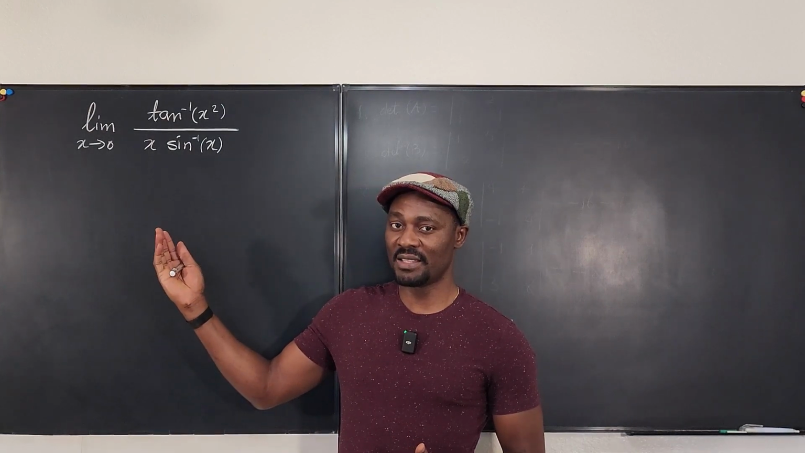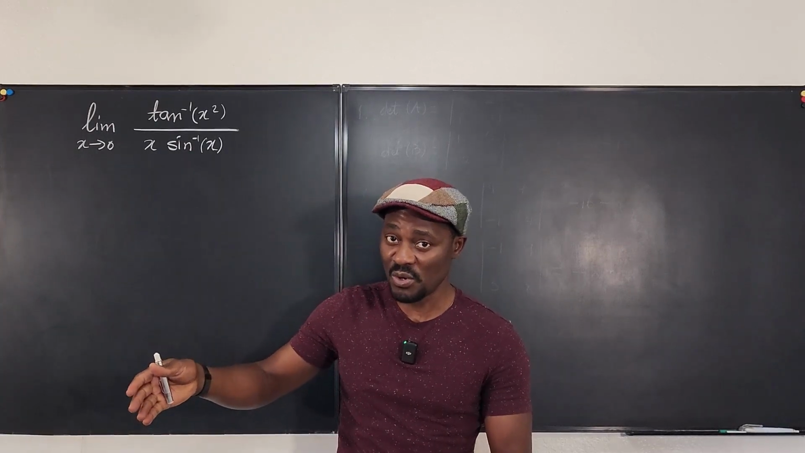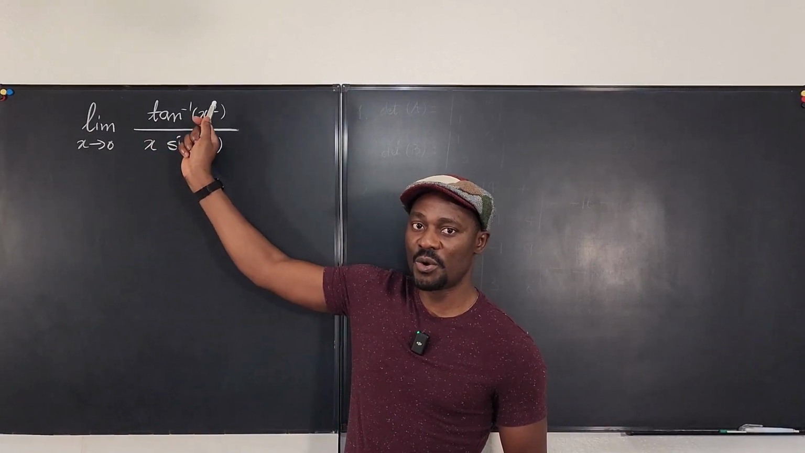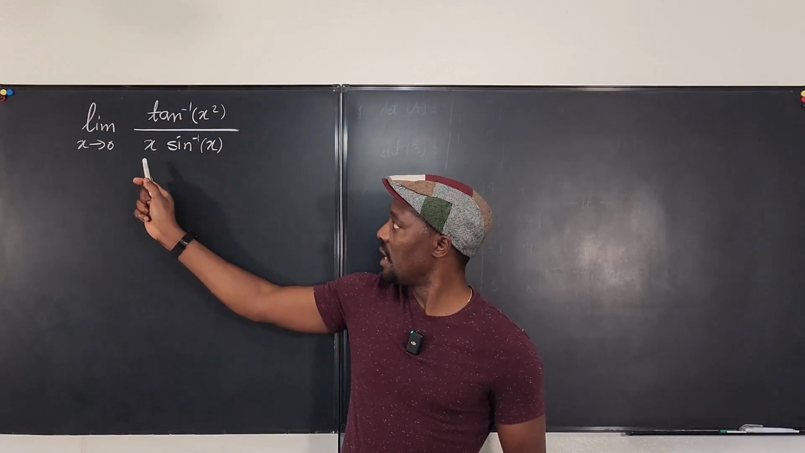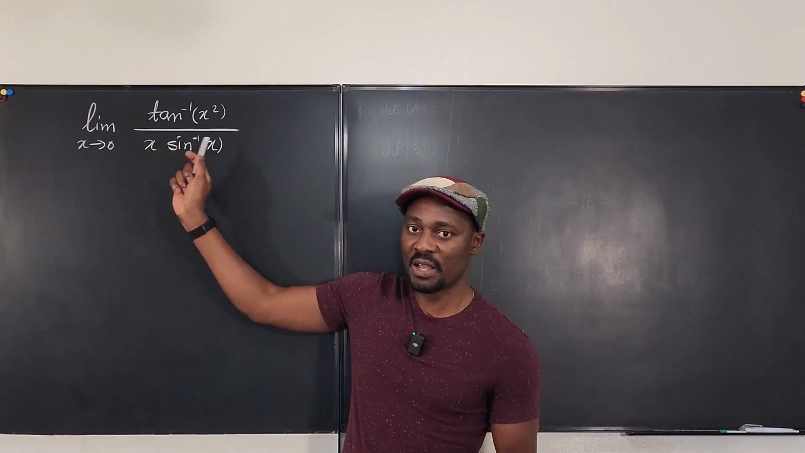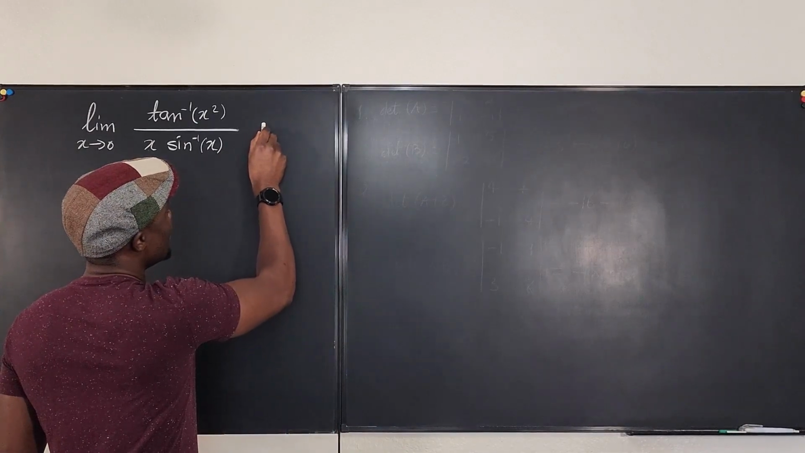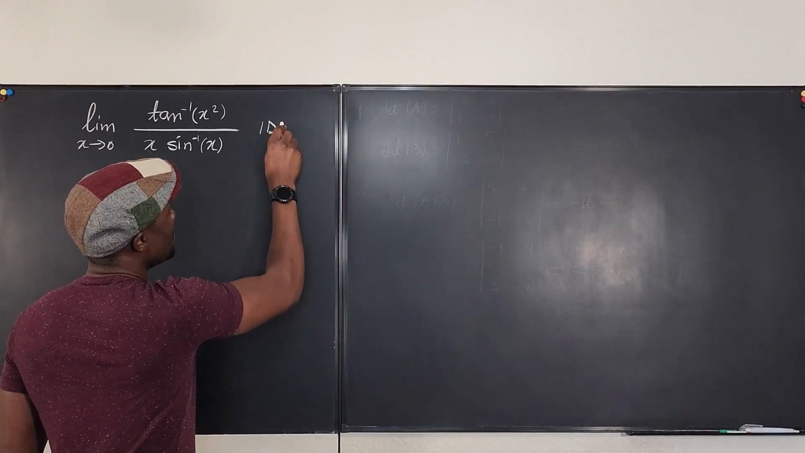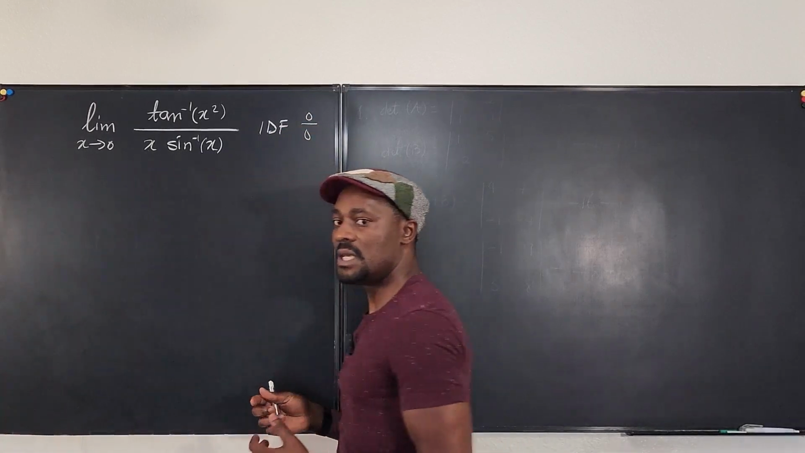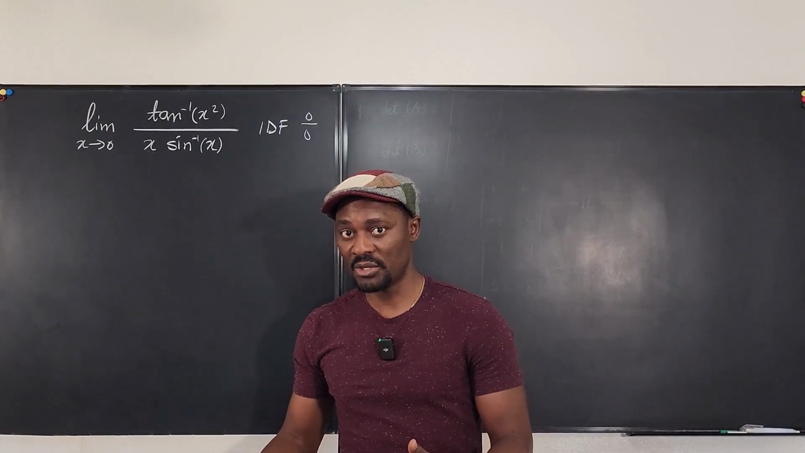A limit like this that goes to a finite number, which is 0, requires your first move to be plugging in 0. So if I take the arctan of 0 squared, that's going to be 0, and 0 times arcsine of 0 is going to be 0. So it's 0 over 0. So I say that this is of the indeterminate form 0 over 0. So it means I can use L'Hopital's rule or do some algebraic manipulation.